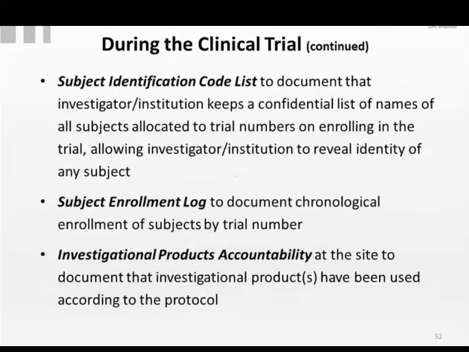Subject identification code list documents that the investigator or institution keeps a confidential list of names of subjects allocated to trial numbers on enrolling in the trial. This allows the investigator or institution to reveal the identity of any subject if necessary. Subject enrollment log, documenting the chronological enrollment of subjects by trial number. And investigational products accountability at the site to document that every investigational product has been used according to the protocol.